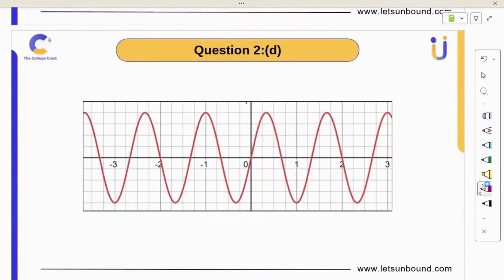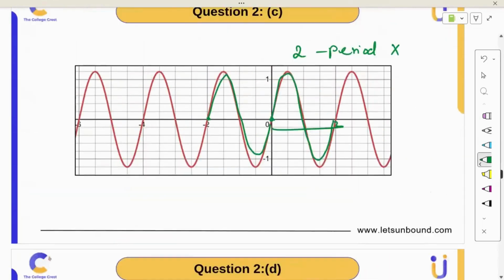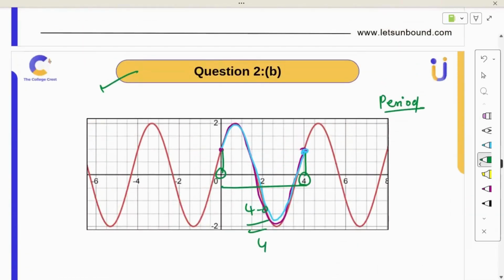And the last option. This period goes here, here, and here, and it keeps on repeating. So it's not 4 for sure. Okay, I don't know how to exactly find this, but it's not 4. It's 1 point something, right? So yes, there is one and only option, which is option B.